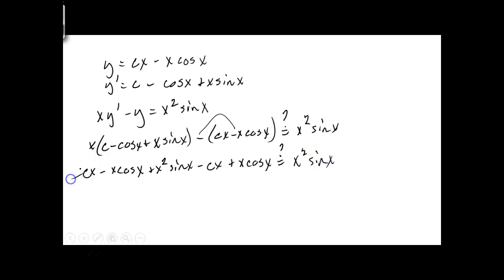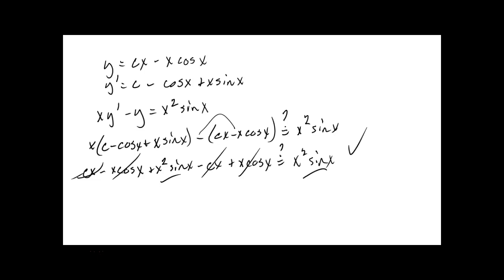Well, let's see. Here we have a cx. There you have a minus cx. That adds to 0. Here you have a minus x cosine x, a plus x cosine x. That adds to 0. And sure enough, that's true. You remove the question mark. That is true. So sure enough, that one-parameter explicit solution is a solution for that differential equation, this one right here.